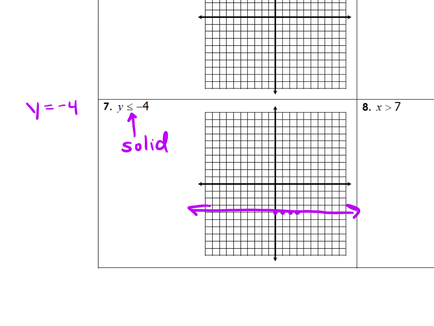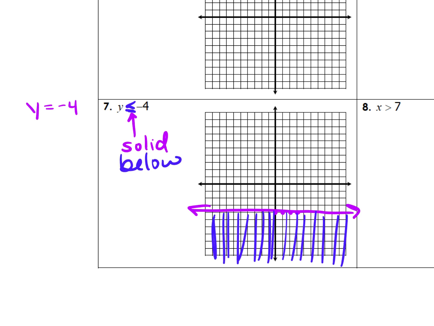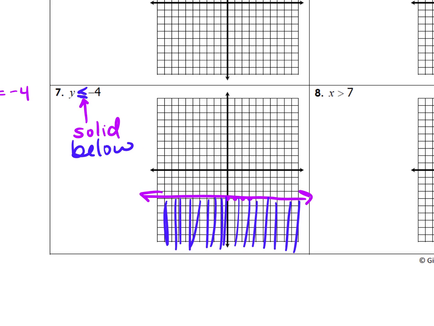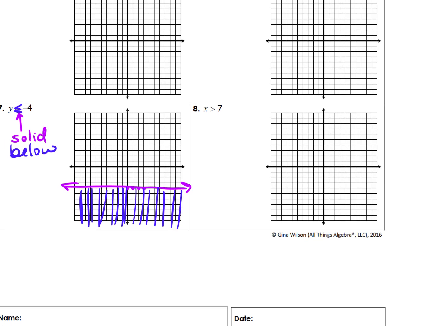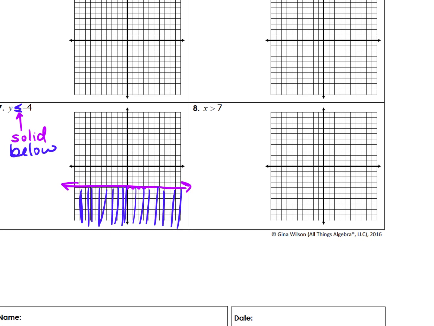Is it going to be graphed above or below? How do you say this symbol? Y is less than or equal to. So that needs to go below. So we're going to go like this. Okay, and we're done. So it's solid and it's below. So that's y is less than or equal to negative 4. Try x is greater than 7. See if you can get that one.